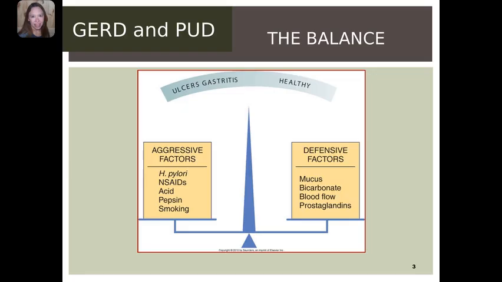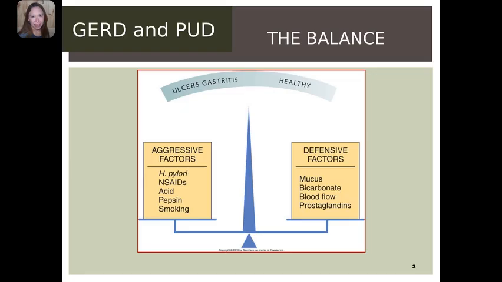Within the stomach, too, we need to have good blood flow. So if we don't have that good circulation to the stomach, it can lead to ischemia, it can lead to cell injury, and it also puts the patient at risk for attack. Within the stomach, we also have prostaglandins, and these are going to stimulate the secretion of the mucus and the bicarbonate. So it's really trying to maintain that balance within the stomach.